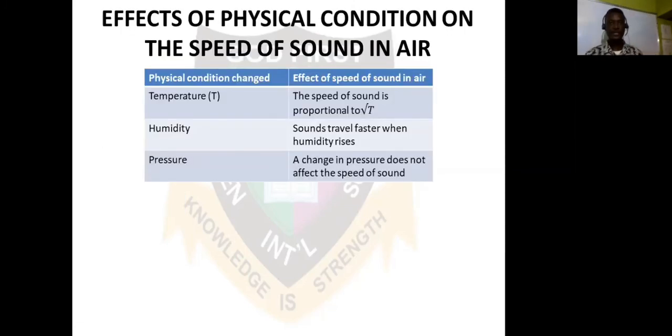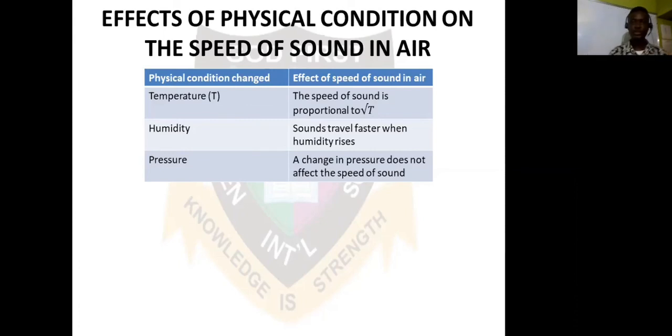Effects of physical condition on the speed of sound in air. When the physical condition changes, when temperature changes, the speed of sound is proportional to the square root of its temperature. Then for humidity, sound travels faster when humidity rises. That means if the amount of water vapor in the atmosphere is higher, then the sound wave can actually travel faster.